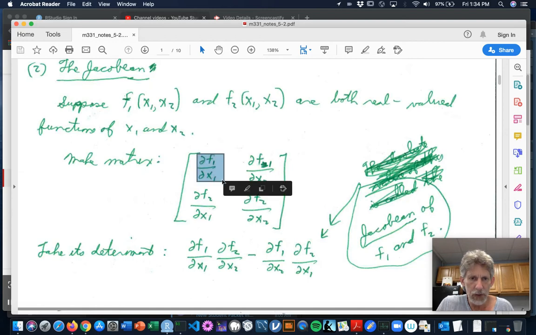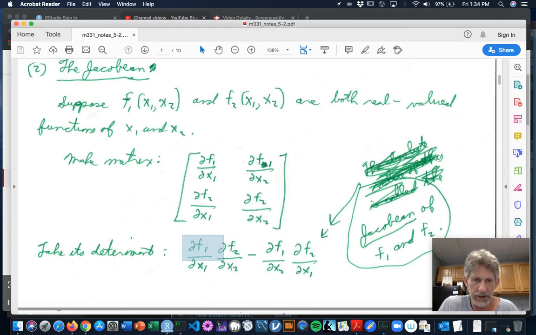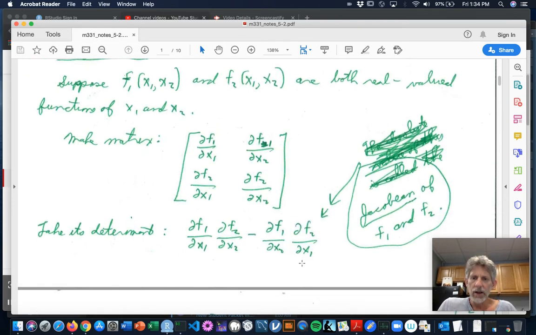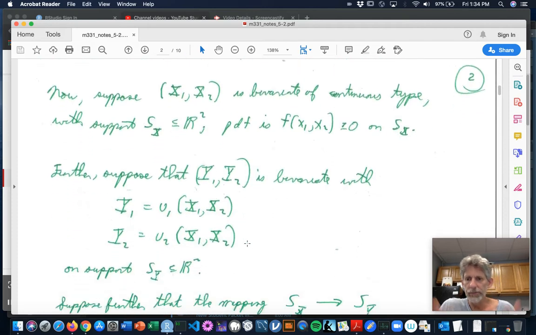What you do is you take the product going down that diagonal, going down from right to left, take that product. There it is. And then you take the product of the other diagonal, so this times this, the one heading down to the left, and you subtract that off, okay? That determinant is called the Jacobian of f1 and f2. So in general, it'll be some function of your x1 and x2 variables. All right, so that's the bit of Calc 3 that you need to know about.